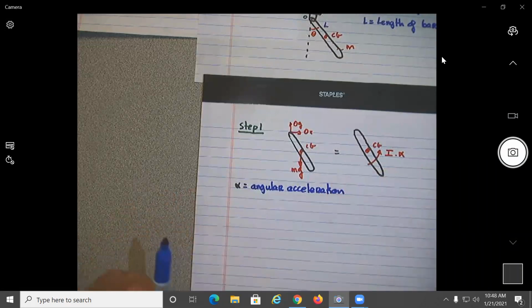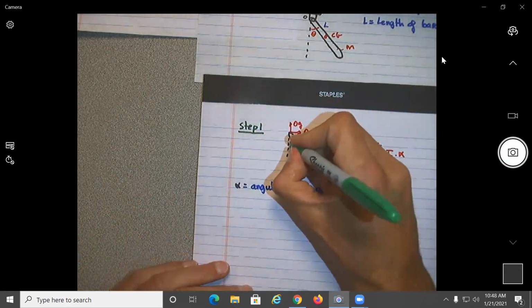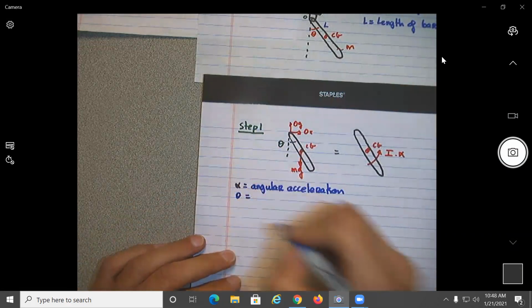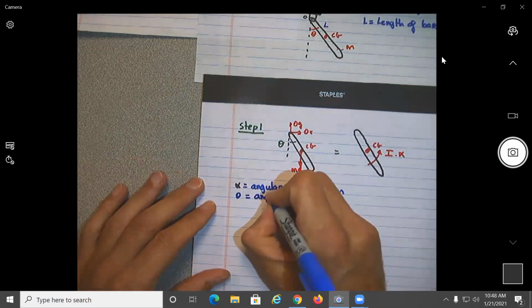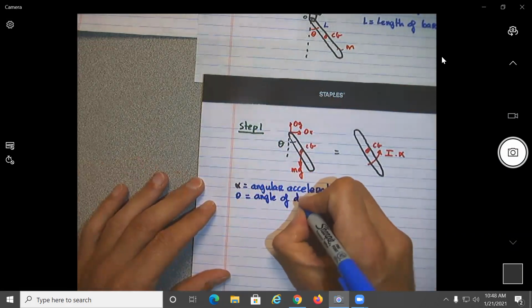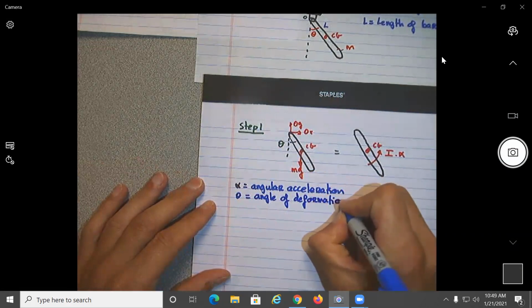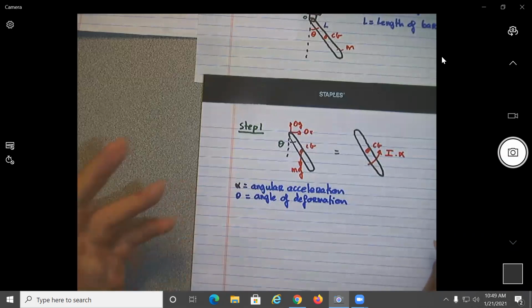And what is theta in this problem? What is this theta over here? Theta is just the angle of deformation or displacement angle. Okay, so the same thing as before that we had for translation. The velocity of translation is equal to what? dx dt, no? All right.